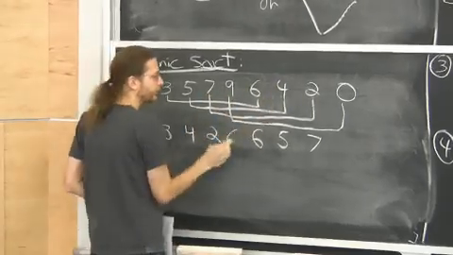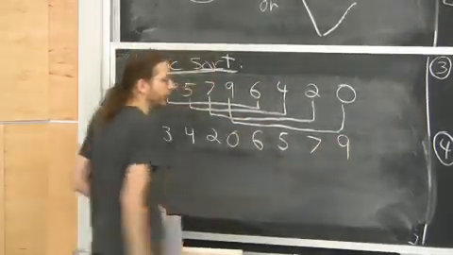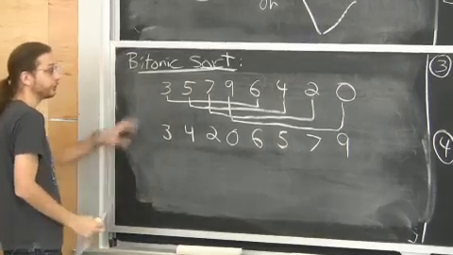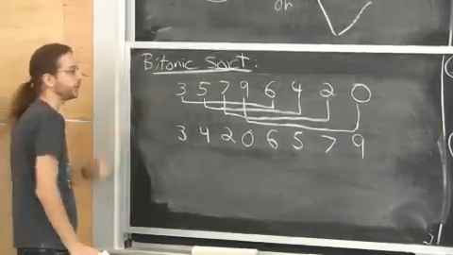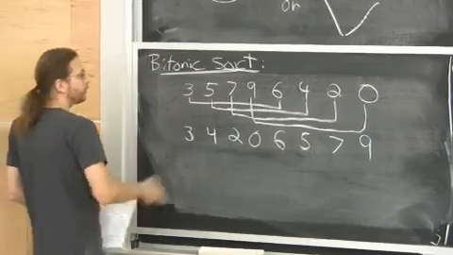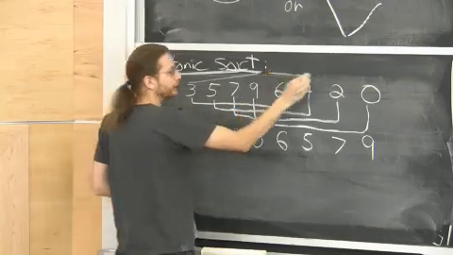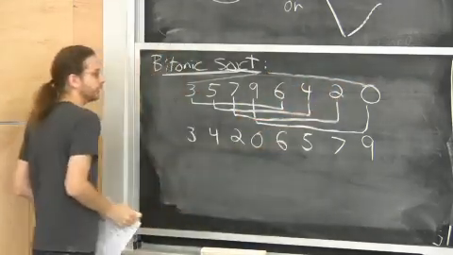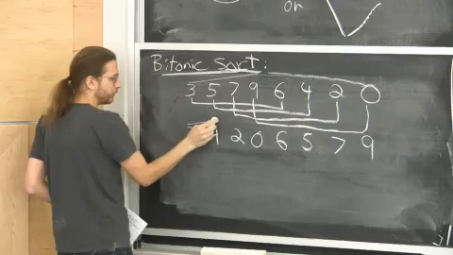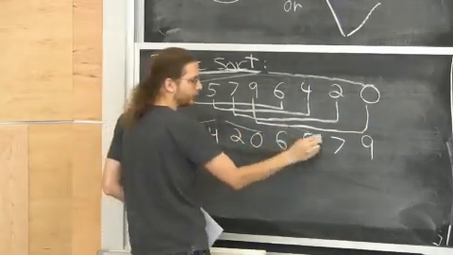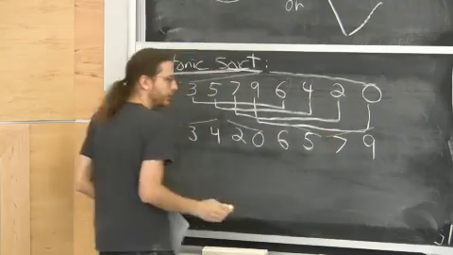9 versus 0, so 0's over here, 9's over there. That's an easy set of comparisons to do. The nice thing is you can do all those in parallel. Just to check here, this was a monotone increasing subsequence and then a monotone decreasing. Now we have increasing, then decreasing, and then we have decreasing, then increasing.